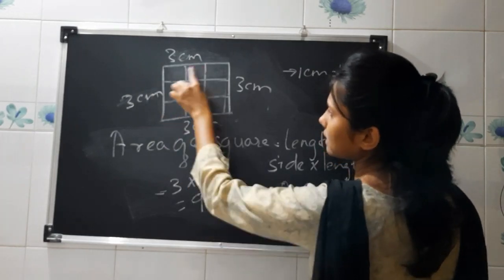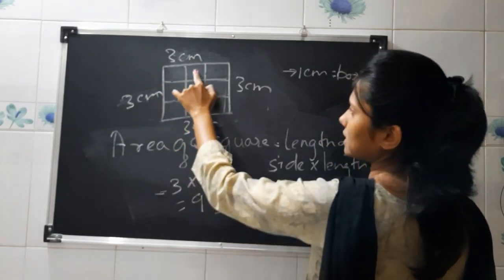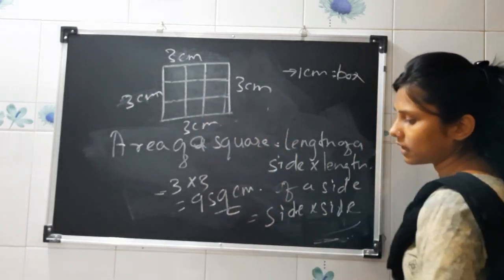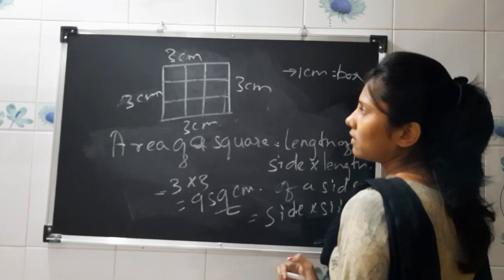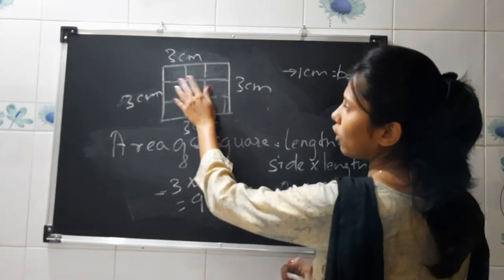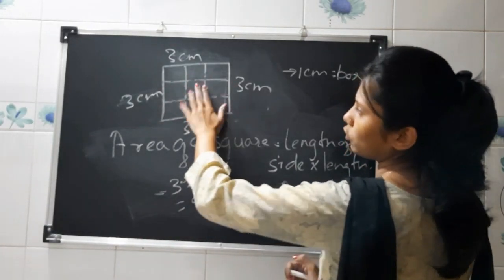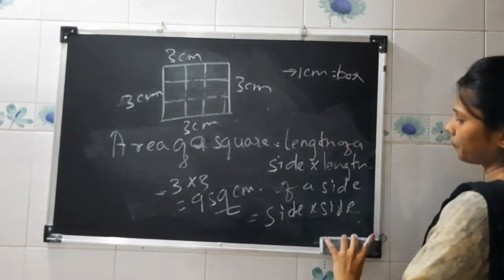Now count the boxes inside the square. 1, 2, 3, 4, 5, 6, 7, 8, 9. See, we got the answer 9. So area is nothing but the measurement of the inside portion, the inner portion of the figure.